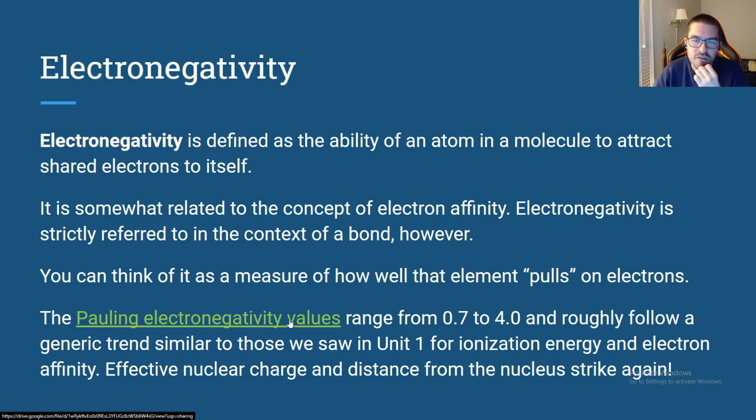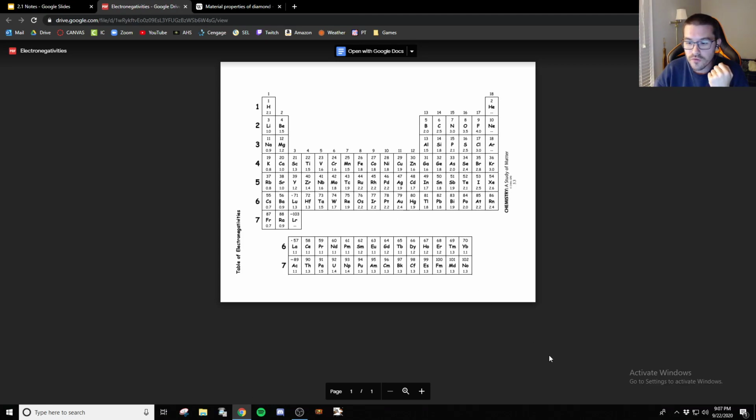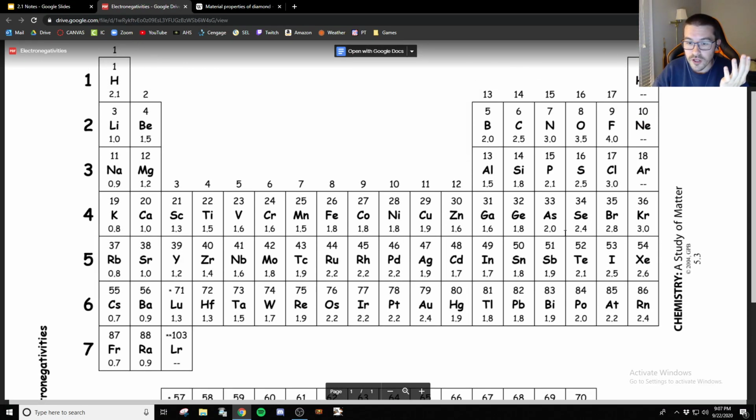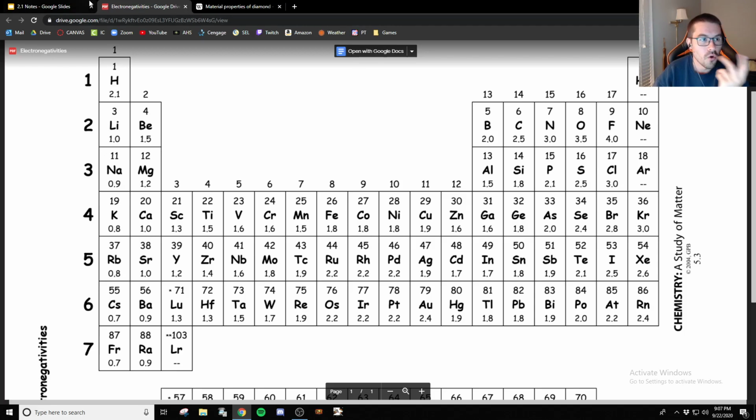The electronegativity values are called Pauling electronegativity values. This link right here will take you to a table that has electronegativity values on it. I've also posted this periodic table of electronegativity values to the Canvas course. It's in the top module in the resources there, so you can access it there or through these notes.